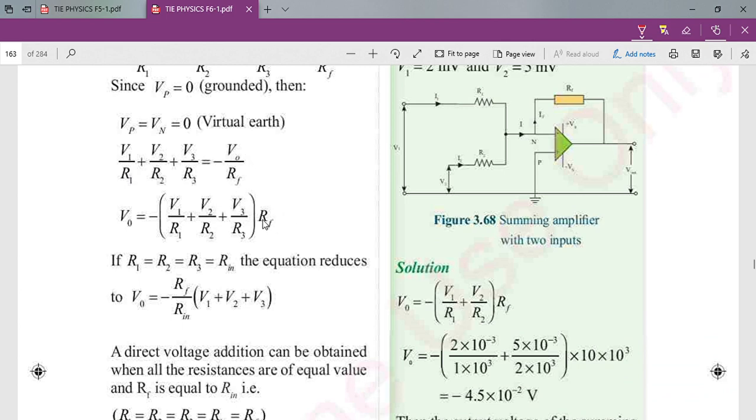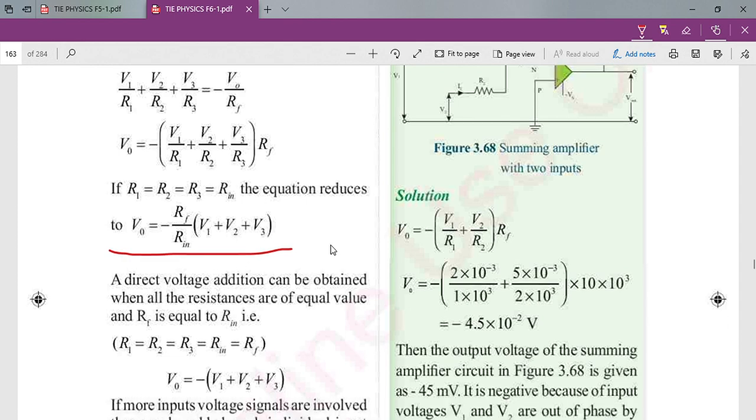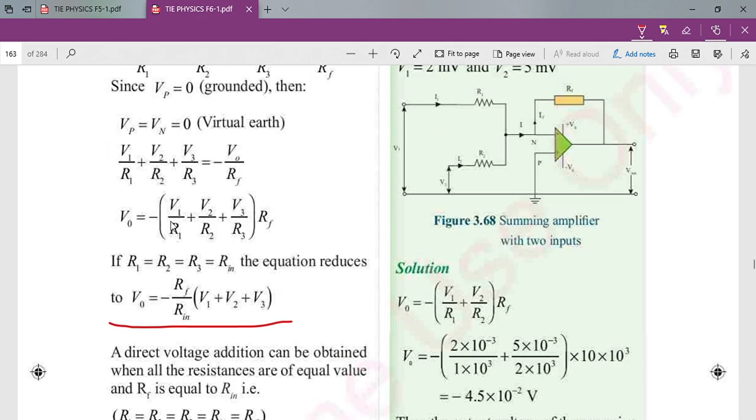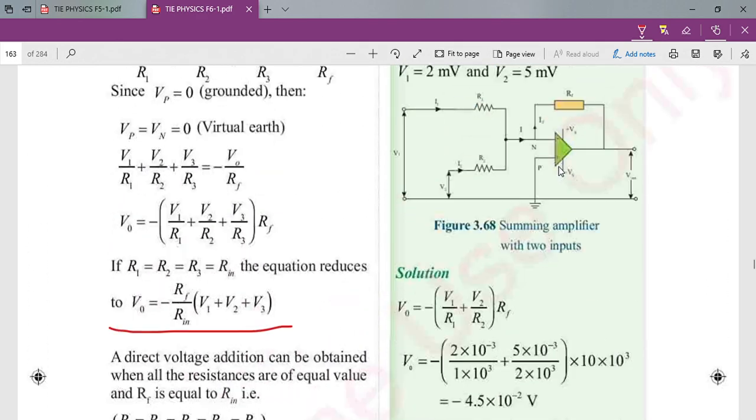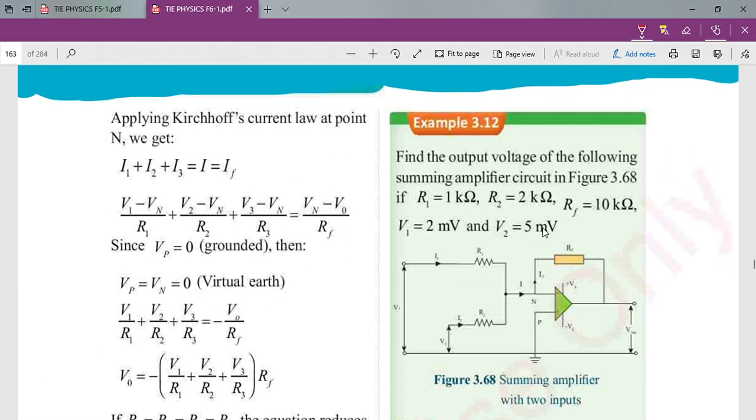If you arrange to obtain gain, it will be Vo over Rf is equal to the summation of V1 over R1. Now the summation of all here, V1 plus V2 plus V3, is what we call the voltage summing amplifier. You just sum here, very simple. You can also check this equation and this question and solve it.